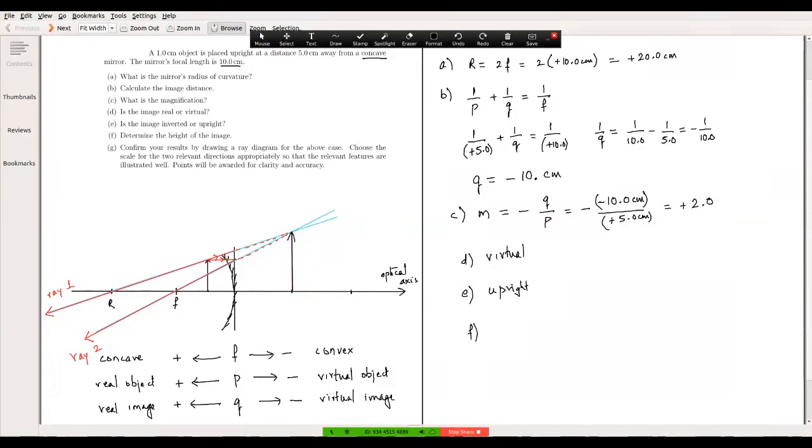This can be again verified with the actual height of the image. The magnification is equal to the height of the image over the height of the object. We found the magnification to be plus 2.0, which is equal to the height of the image over the height of the object, which was plus 1.0 centimeters. So this implies that the height of the image is plus 2 centimeters. The plus sign stands for upright, and the size is actually 2 centimeters, double the size of the object, which is consistent with the diagram.